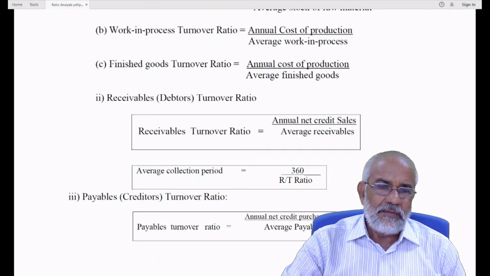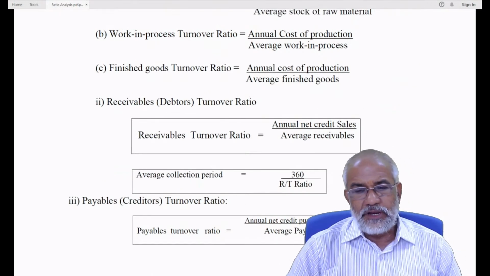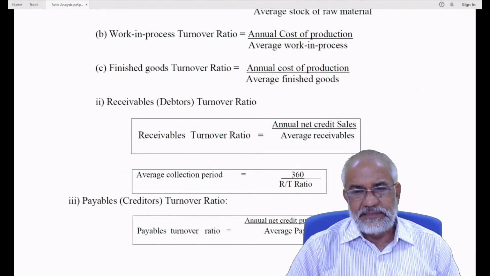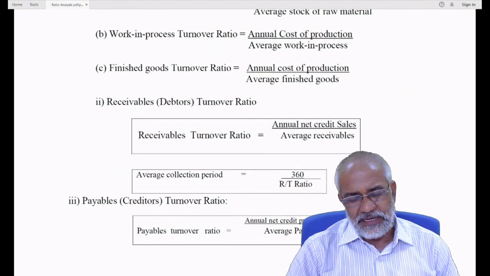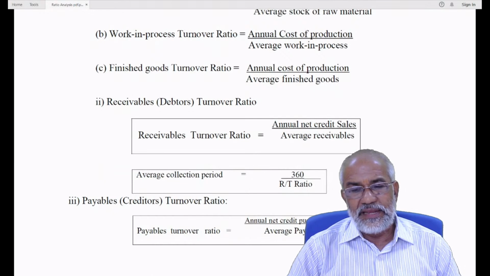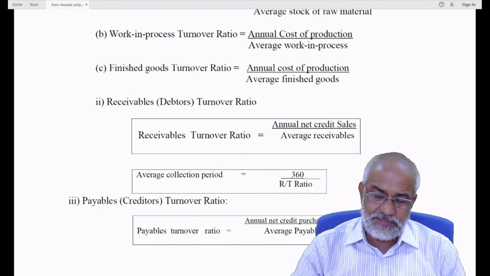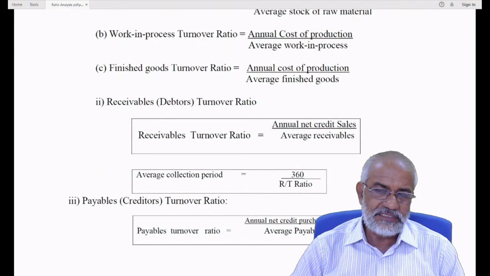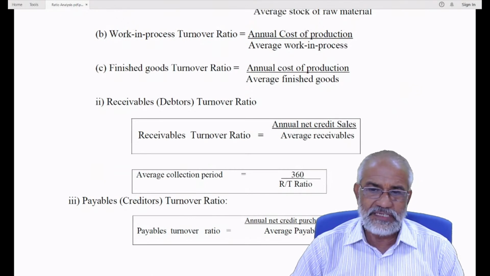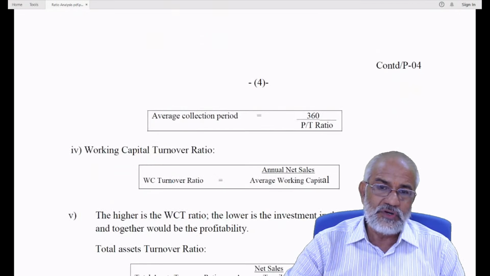Then the payable turnover ratio or creditors turnover ratio. Payable turnover ratio: annual credit sales, annual credit purchase. The debtors are related to sales, and creditors are related to purchase. So the annual net credit purchase divided by average payables. There is a printing mistake there. Average is written there. It should not be. It would be net credit purchase divided by average payables. That would be the payable turnover ratio or the creditors turnover ratio.